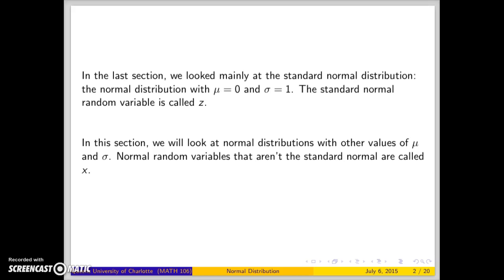Now in this section, we are looking at the normal distribution, but mu can be any number, negative or positive, whereas sigma can be any positive number. So it cannot be negative, but every positive number it can be. So we are looking this week at distributions with other values for mean and sigma. If we aren't looking at the standard normal, we don't call it z anymore. We call it x.